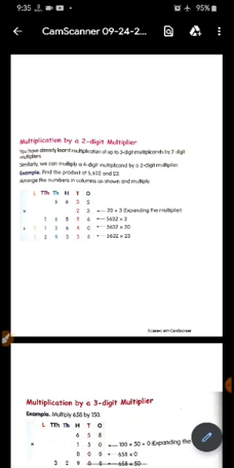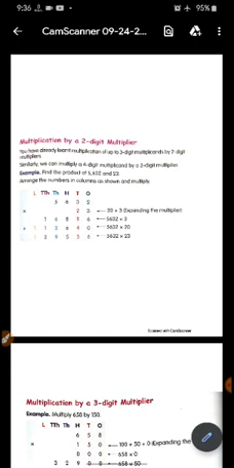Today we are going to learn some more things about your chapter number 4, which is multiplication, and today's topic is multiplication by a two-digit multiplier. You have already learned multiplication up to 3-digit multiplicands by 2-digit multipliers. Similarly, we can multiply a 4-digit multiplicand by a 2-digit multiplier.